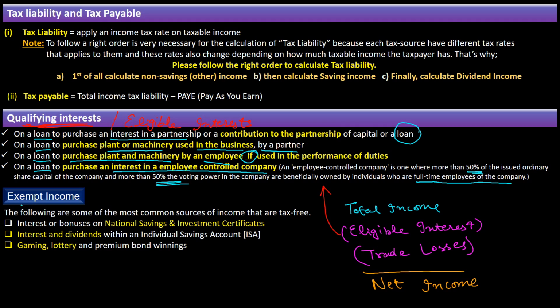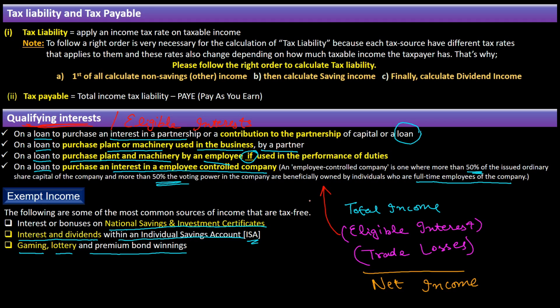Then finally we have exempt income. The following are some of the most common sources of income that are free from tax. First of all, we have interest or bonuses on national savings and investment certificates. Then we have income from interest and dividends within an individual savings account, or ISA. Also any income that an individual gets from gaming, lottery, and premium bond winnings.